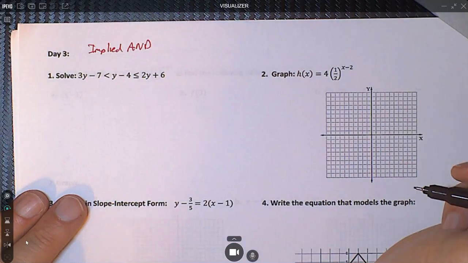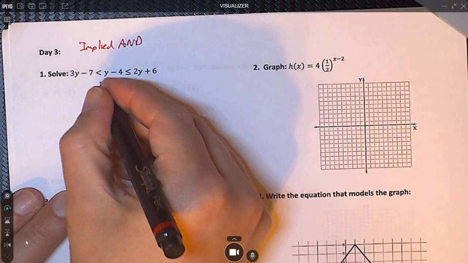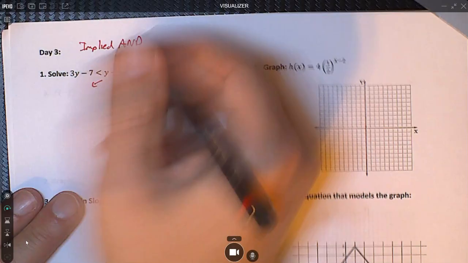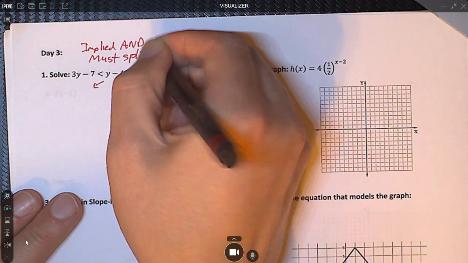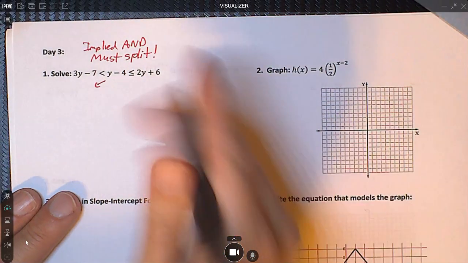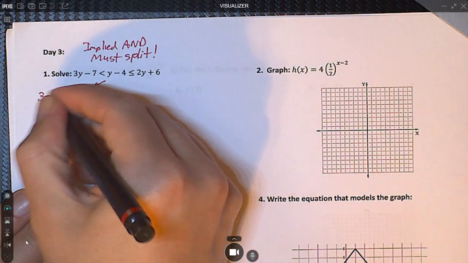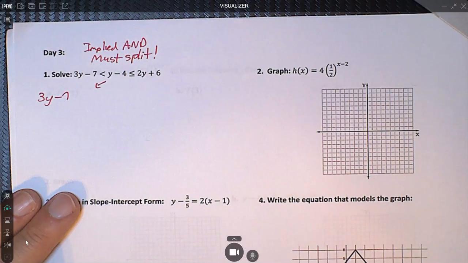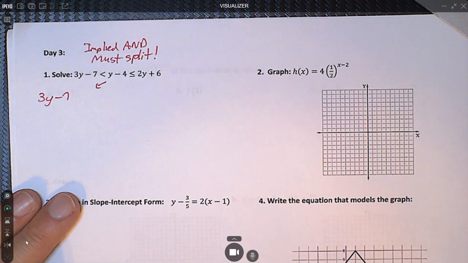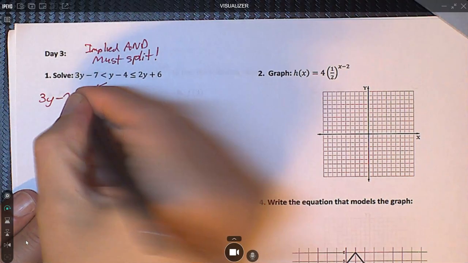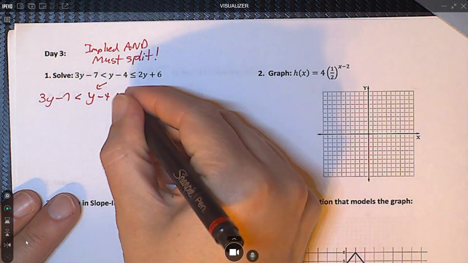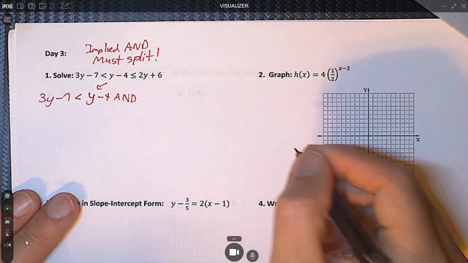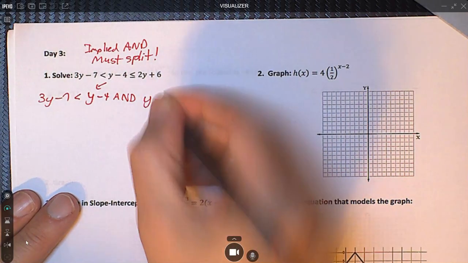This is an implied "and" and you've got to split it. It's an implied "and" because they meet in the middle, and you're going to use y minus 4 twice.